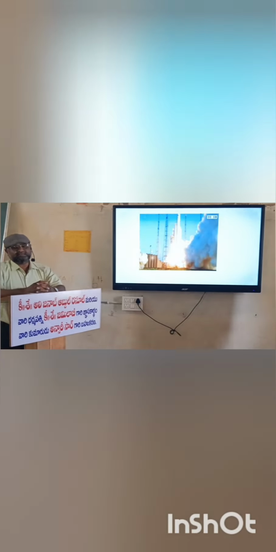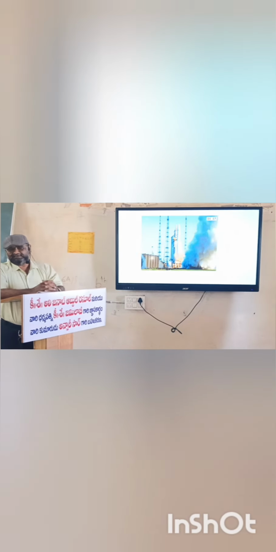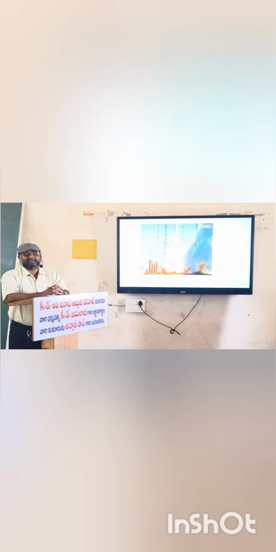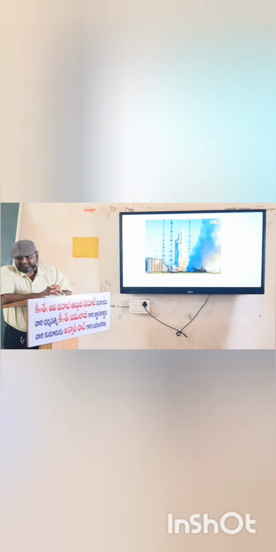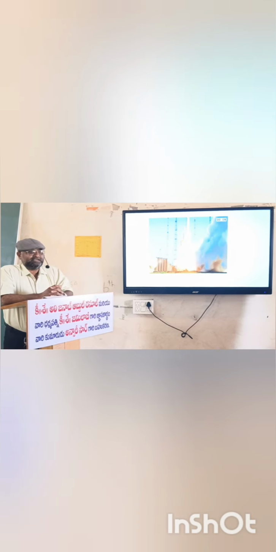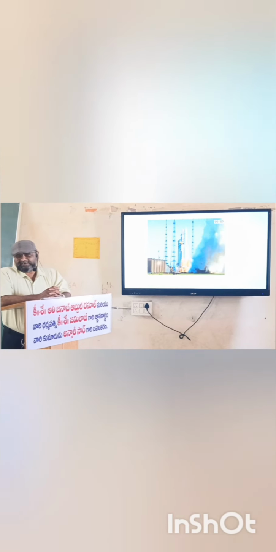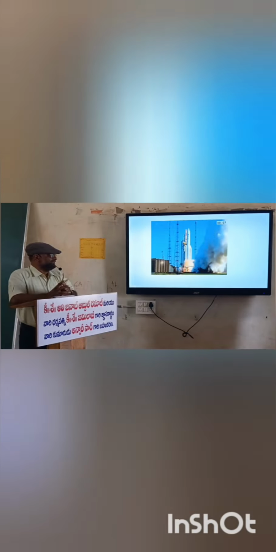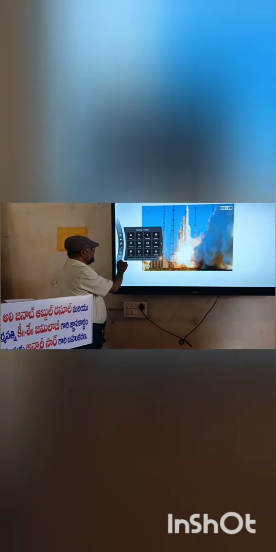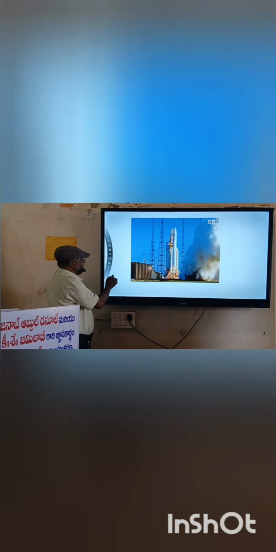One can see the panoramic view of the launching of a rocket. Actually, launching of a rocket takes place like this. The thing you are watching is not a satellite. Remember, there is a wide difference between a rocket and a satellite. Here one can see the spectacular phenomenon of the launching of a rocket.